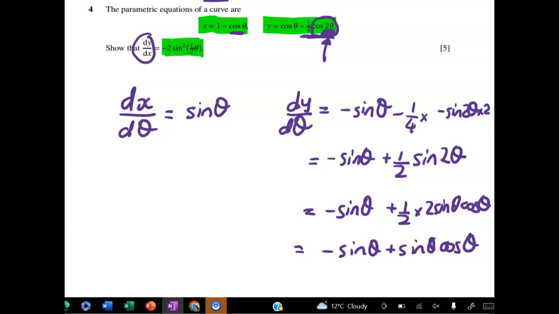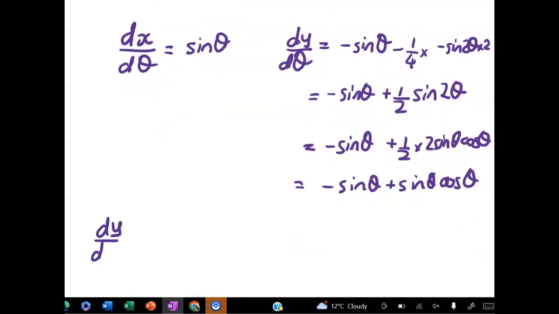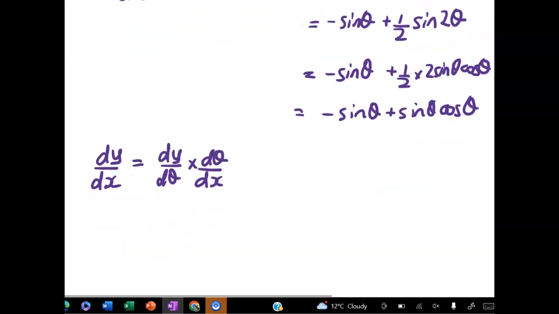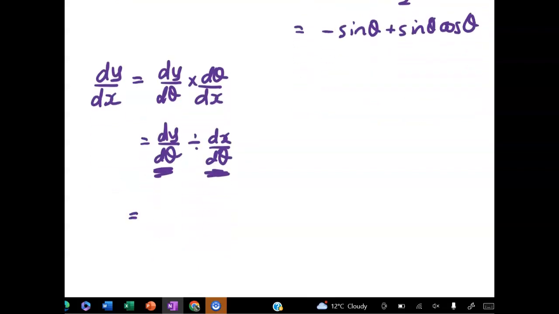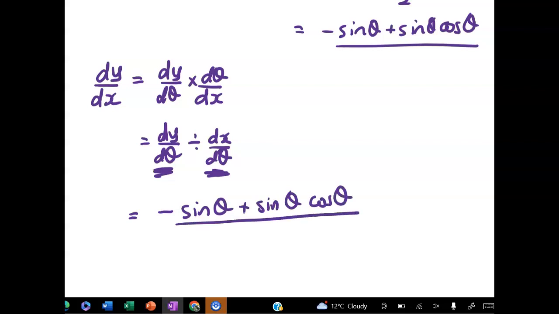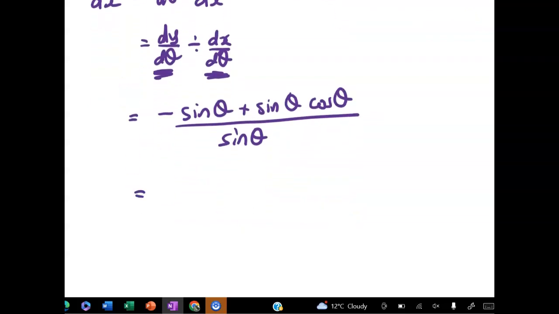Now let's put that together. Dy by dx, when we're working with parametric functions, is through the chain rule dy by d theta times d theta by dx, and that's equal to dy by d theta divided by dx by d theta, and we've worked both of these out already. So for dy by d theta we've got negative sine theta plus sine theta cos theta, divided by just sine theta here. Simplifying this gives me negative 1 plus cos theta.